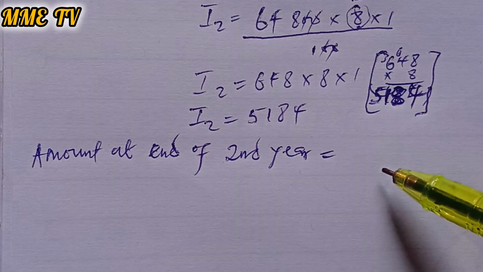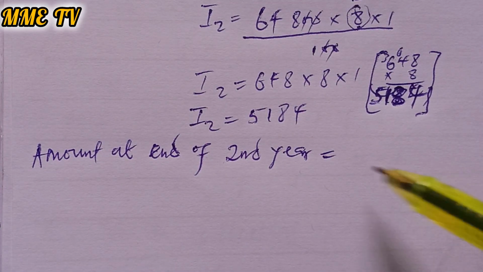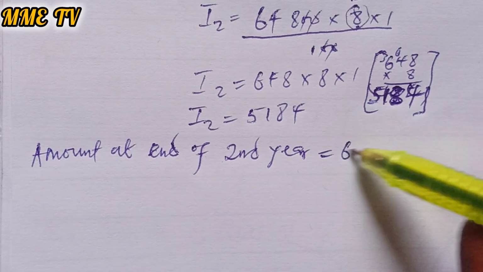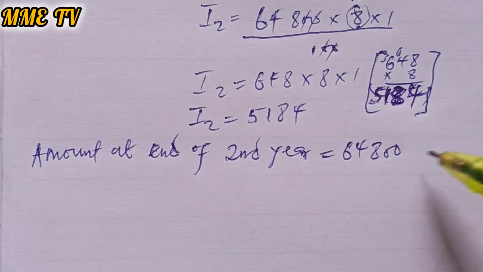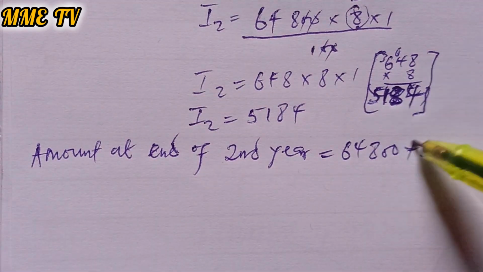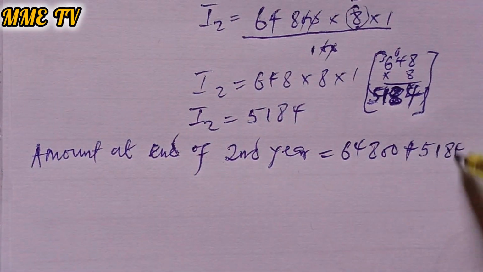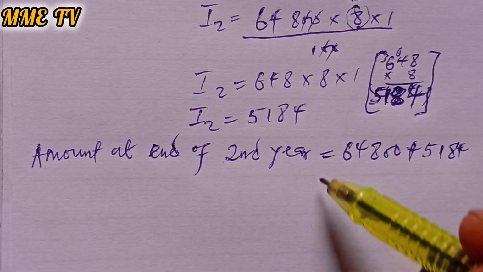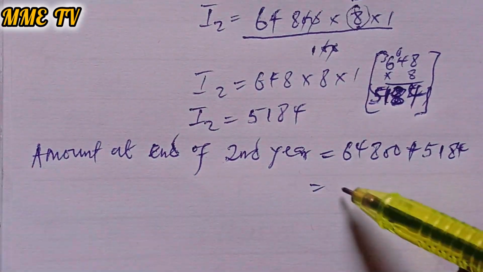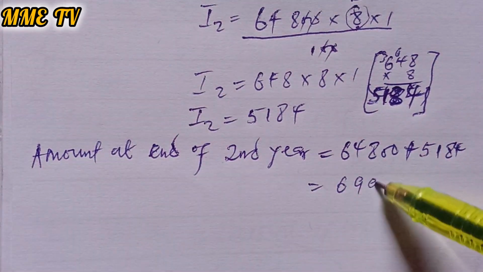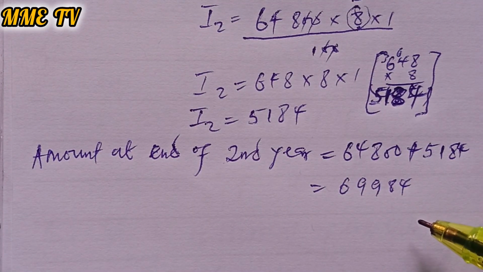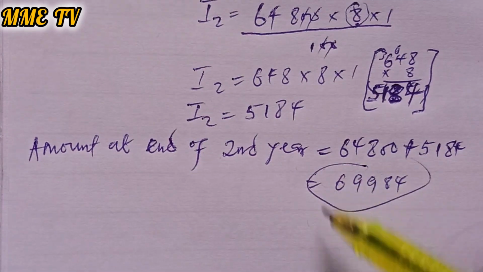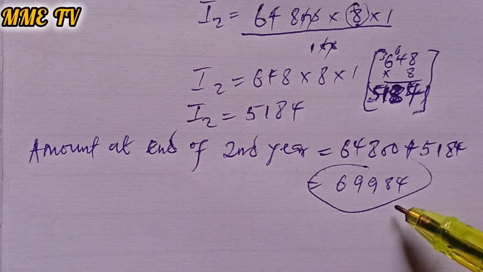The amount at the end of what? Of the second year, which is going to be 64,800 plus 5,184, which is going to land us at 69,984. You understand? Now that we have gotten this particular amount of money, it's not where it ends.